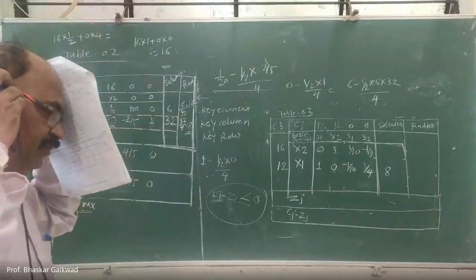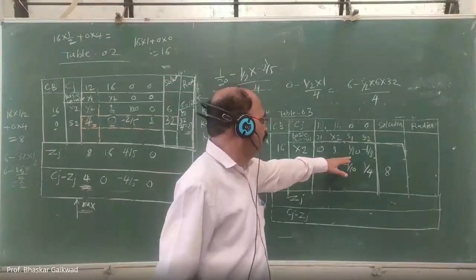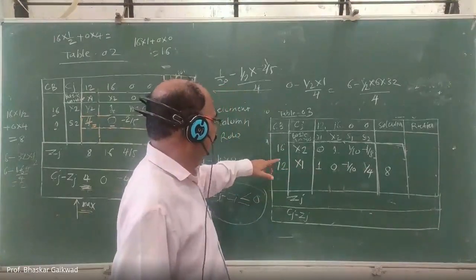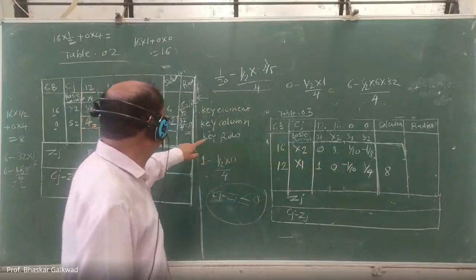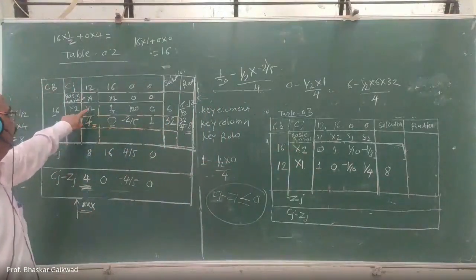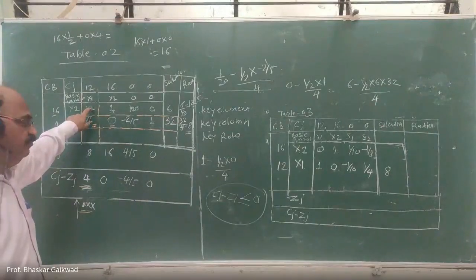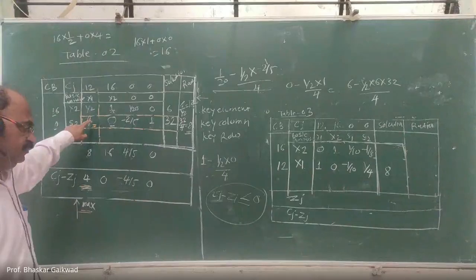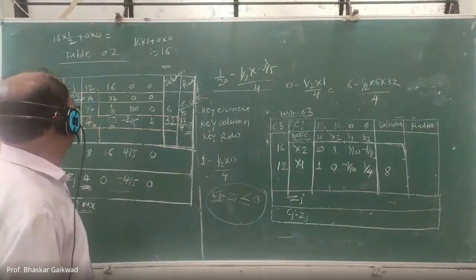Okay. Now, in the morning we were on this topic. So now we have calculated this in this paper. Original value minus corresponding row into corresponding column divided by key element. So this you have to remember.